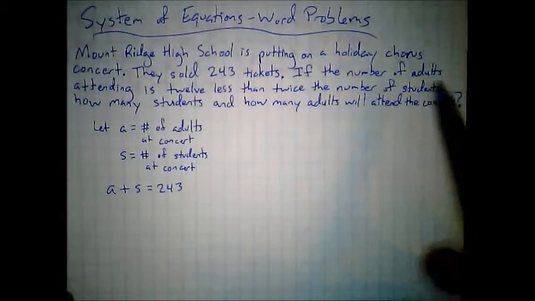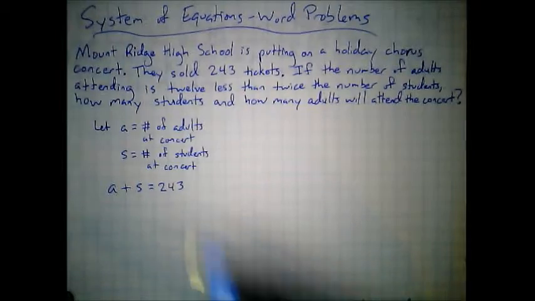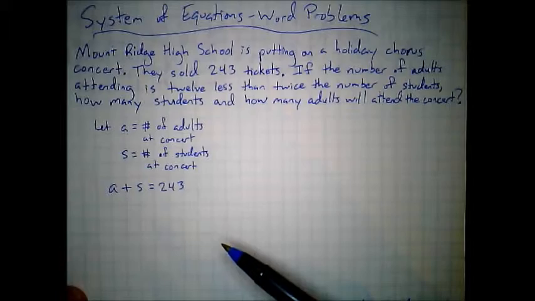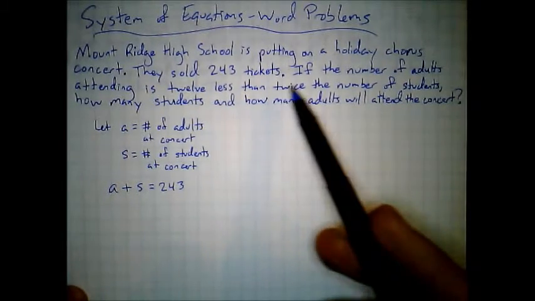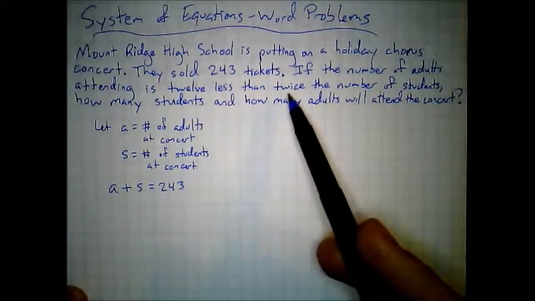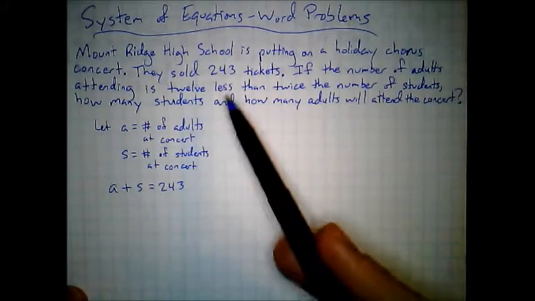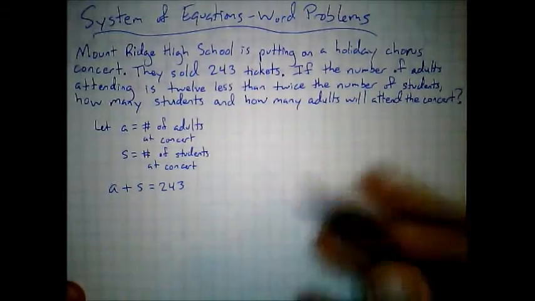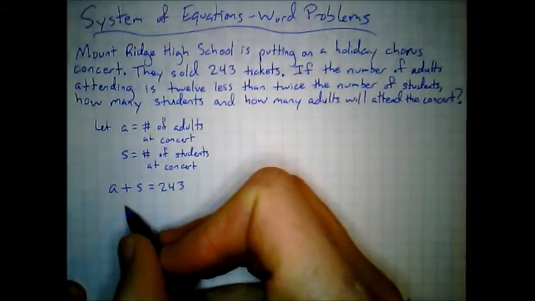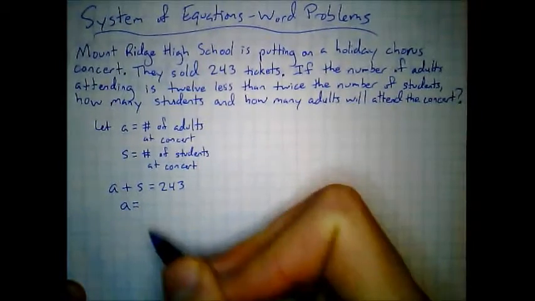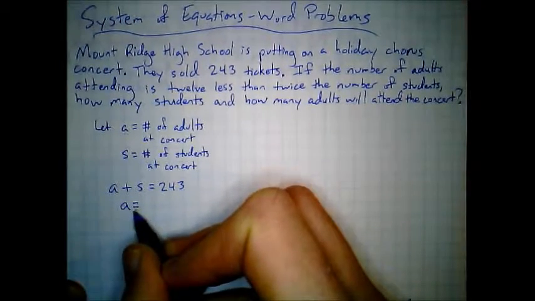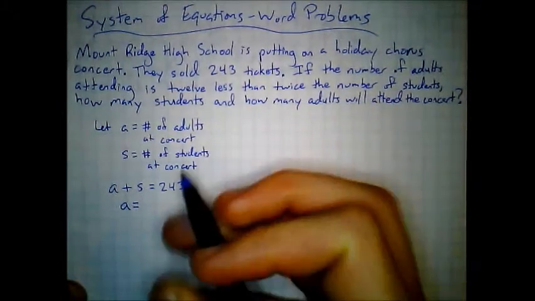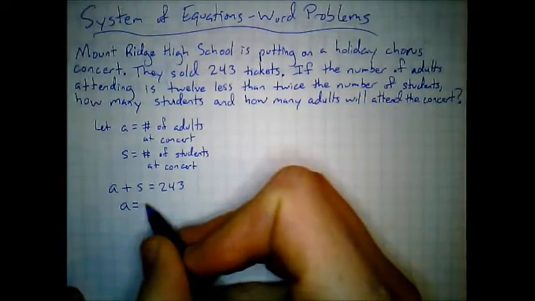So the number of adults depends on the number of students. We think, what do we have to do to the number of students to get the number of adults? Well, it says 12 less than twice the number of students. Twice means multiply by 2, and 12 less means I'm going to subtract 12. So the number of adults is 12 less than twice the number of students. So that means the number of adults equals, well, I'm going to take twice my number of students. Whatever number of students I have, I'm going to multiply it by 2.